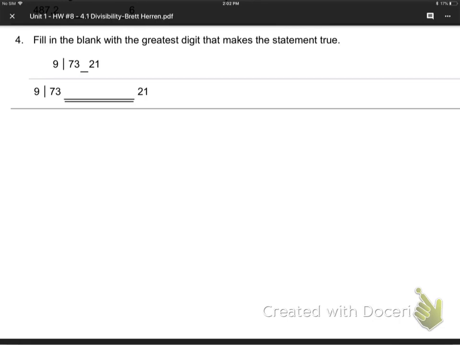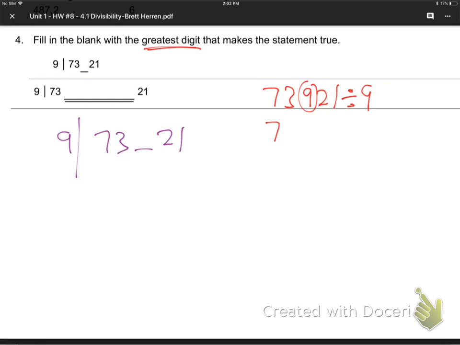All right. So we're supposed to... You're asking, does 9 divide into 7, 3, blank, 2, 1? We can put different digits in there, and they specifically want me to find the greatest digit that works. I'd probably just start at 9. I would just say 7, 3, 9, 2, 1. Does that divide by 9 evenly?